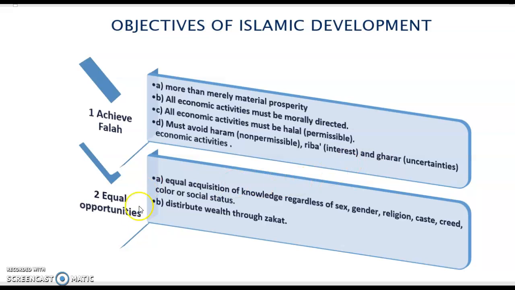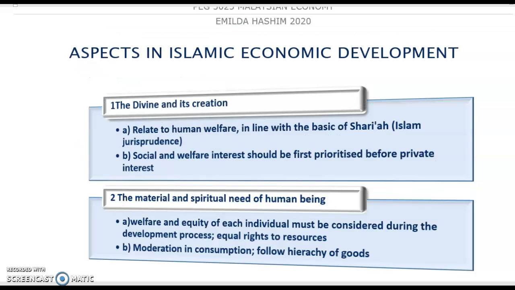The second objective is that we must have equal opportunities and equal acquisition of knowledge regardless of sex, gender, religion, caste, creed, color, or social status, and distribute wealth through zakat. Here, two important aspects are needed in Islamic economic development. The first is the divine and its creation, whereby it is related to human welfare in line with the basis of Sharia or Islamic jurisprudence.